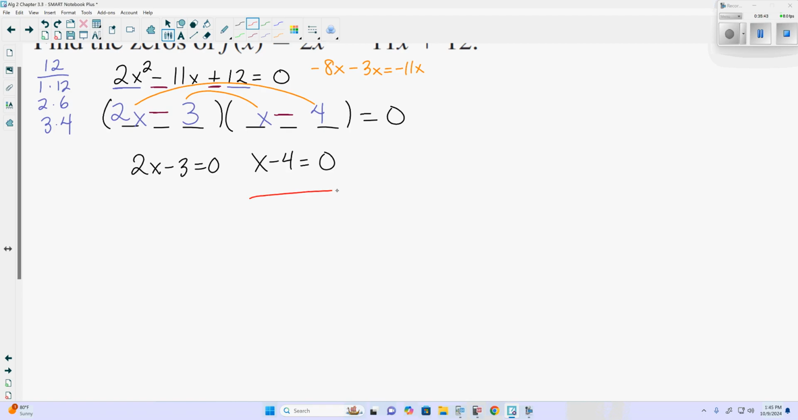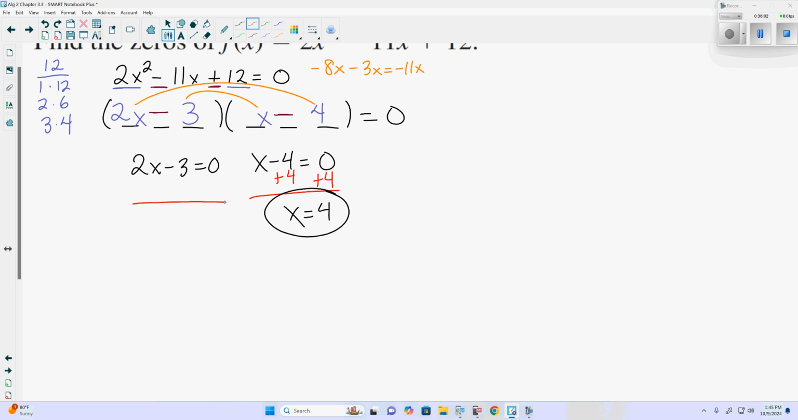I'm going to do the one on the right first. Solve it, add 4 to both sides. Surprise, surprise. It tells us that x is equal to 4. Well, we already knew that. We got that from graphing, yes? We just need to find the other one.